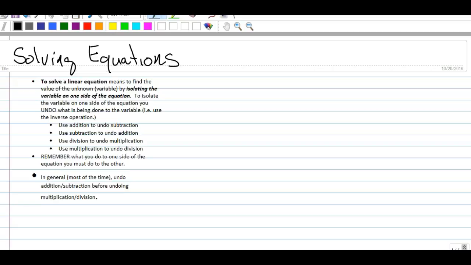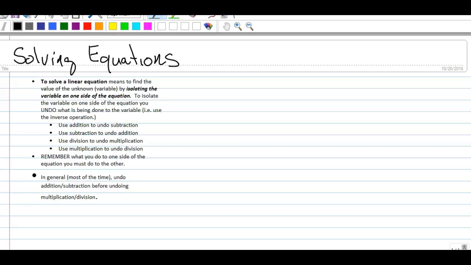In order to isolate the variable on one side of the equation, you have to undo what's being done to the variable. In other words, you have to use the inverse operation. So we're going to use addition to undo subtraction. We're going to use subtraction to undo addition. We're going to use division to undo multiplication. And we're going to use multiplication to undo division.